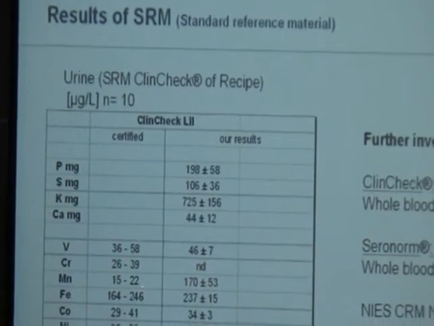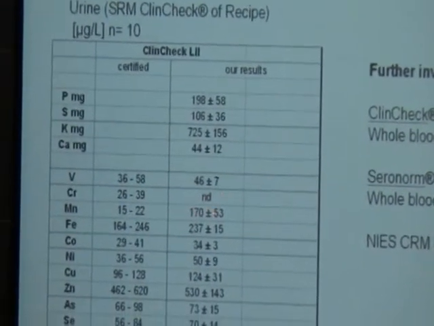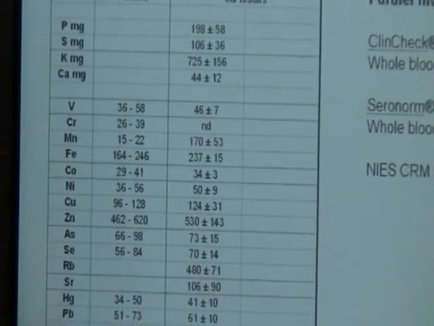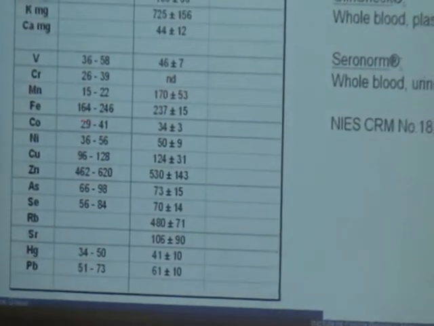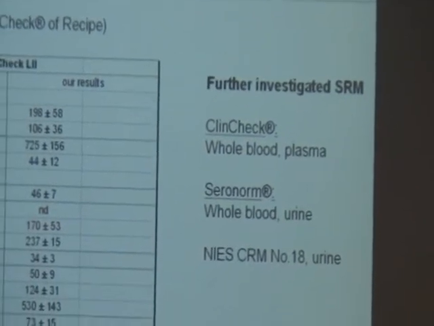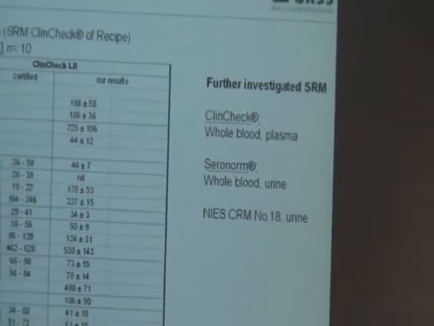we got results for all these elements, but again, we have to be careful with these elements. For example, for manganese, you get a signal and a calculation, but it's not the real one because of the influence of the iron signal. You can see further investigated reference materials.